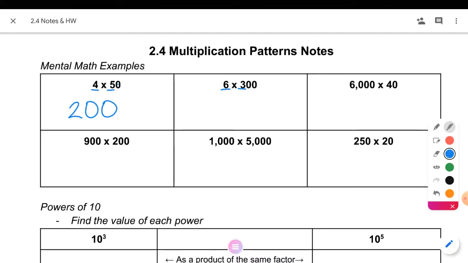Next one, Reese, help me out. What am I going to underline? 6 and 4. Okay, what is 6 times 4, Reese? 24. Finley, how many zeros do I add behind that?